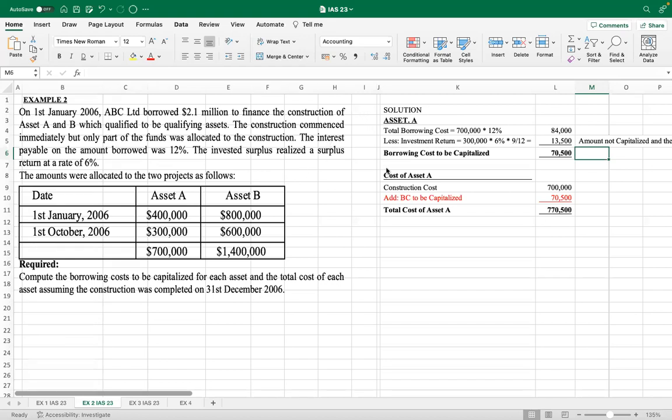Fred, sir, how about period 1st October? Fred, that period of 1st October to 31st December has been accounted for here because here you took the whole period. So it has been accounted for here. You can see 12%. You can multiply it by 12/12 to account for the whole period. Can we move, please, to asset B?